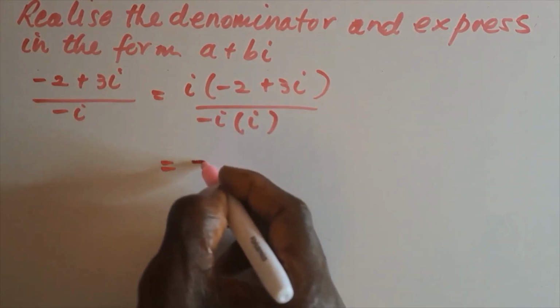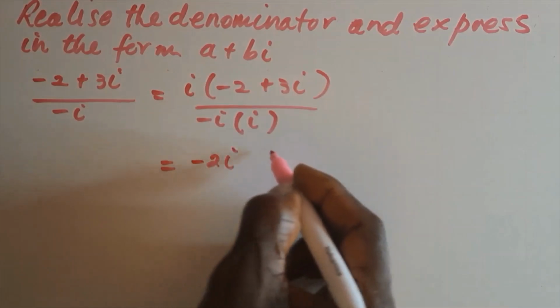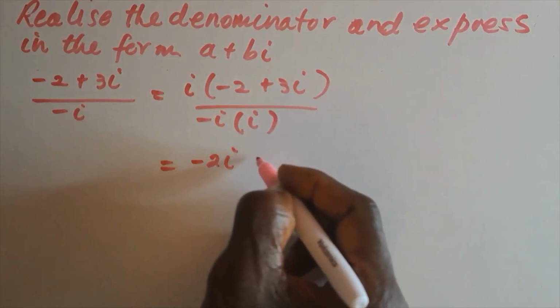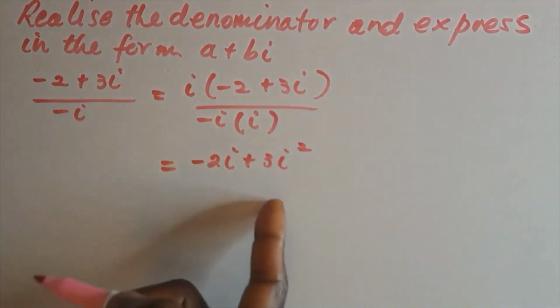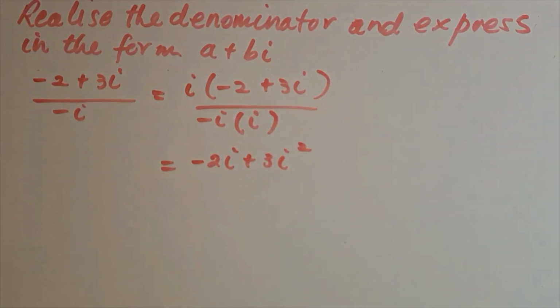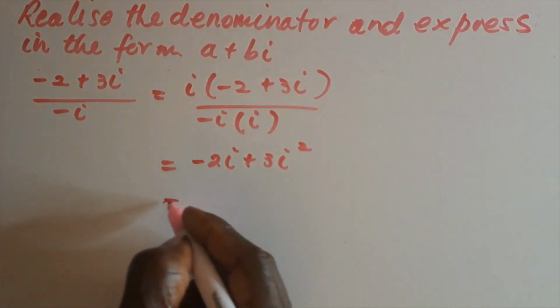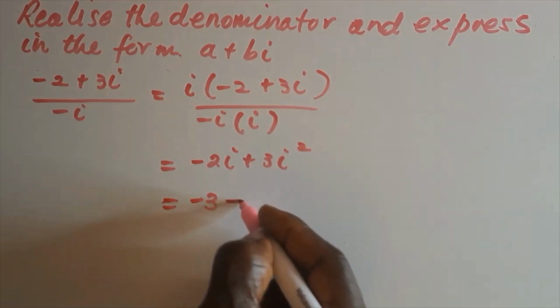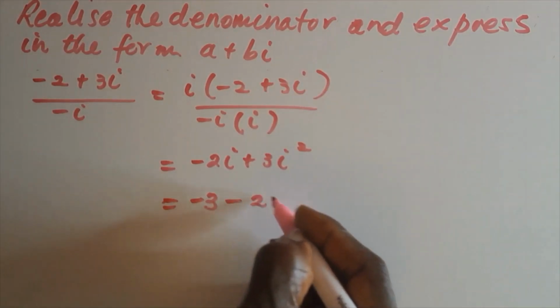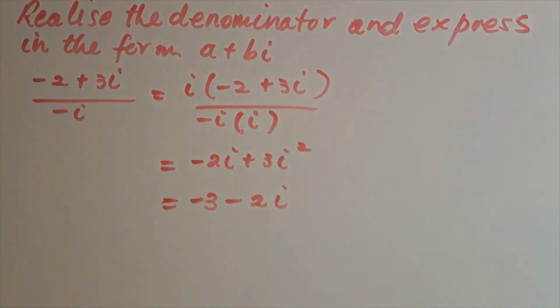So we can just look at the numerator and evaluate this. We have minus 2i, and then we have added to 3i squared. Now i squared is negative 1, and so now we'll have negative 3, and that's the real part. We always write that first, so it's negative 3 minus 2i. The real part being negative 3, and the imaginary part, negative 2.